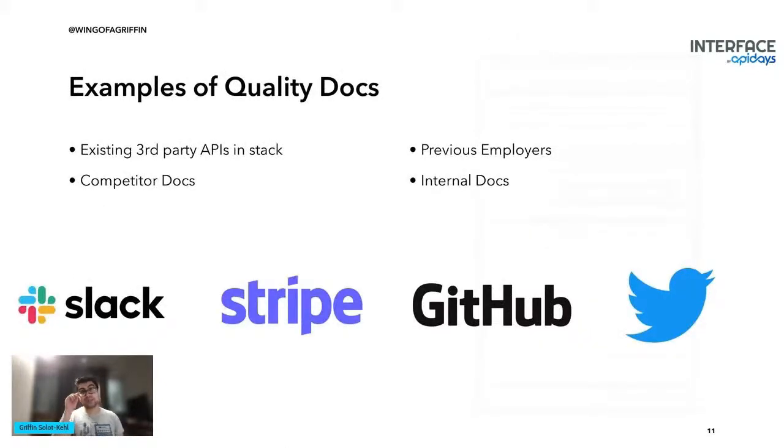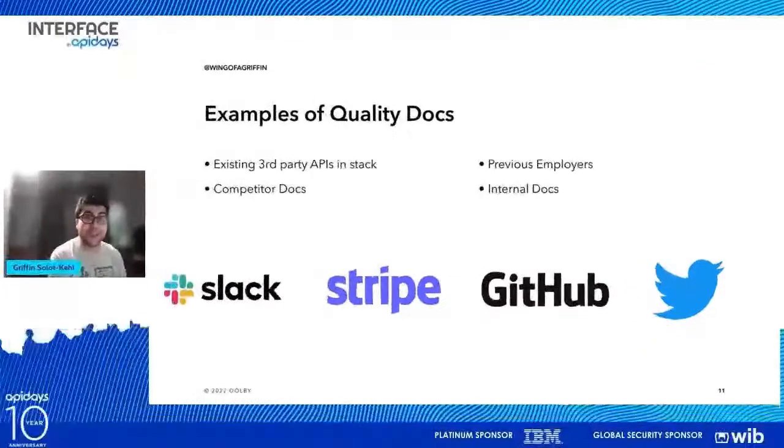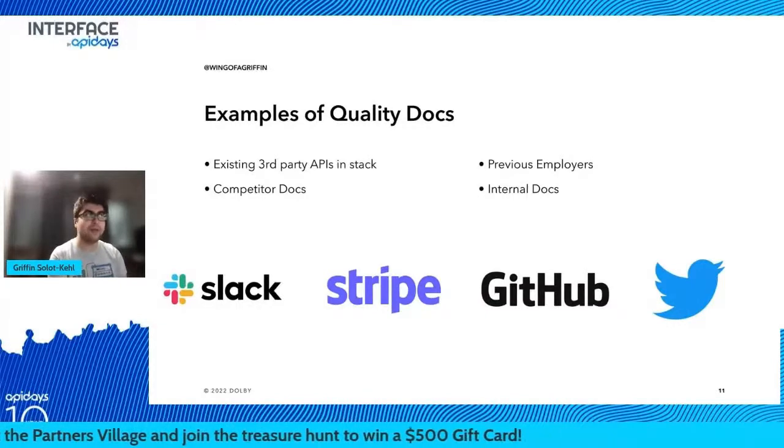Examples of quality docs. This is the area that I like talking about, taking advantage of other things that you're already using. So if you're using existing third-party APIs in your stack, or if you're taking a look at your previous employers, look at their documentation pages and look at their specification docs and take advantage of what they're doing right and see if you can apply that to your own documentation.